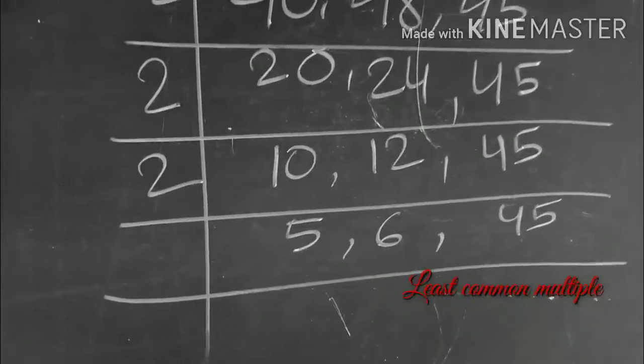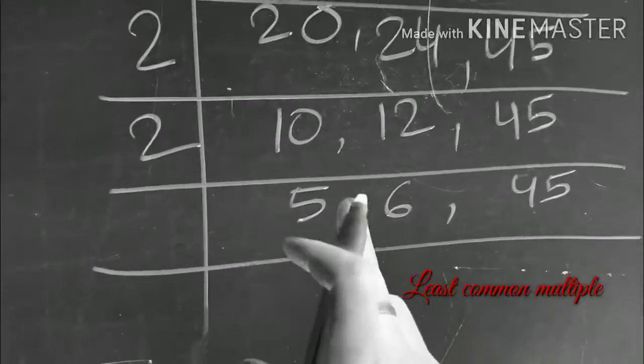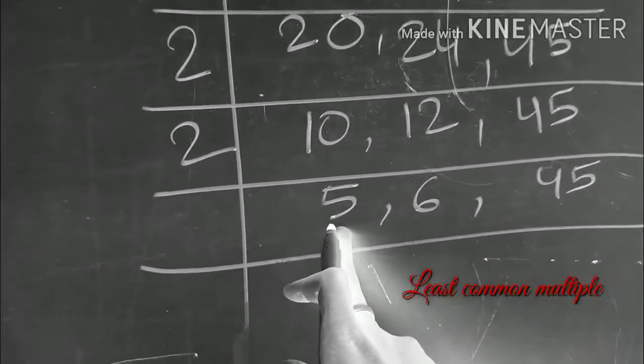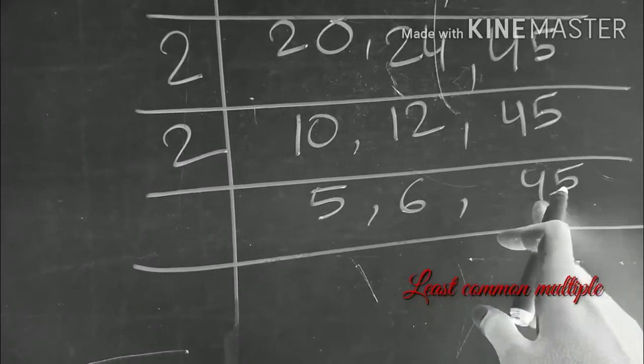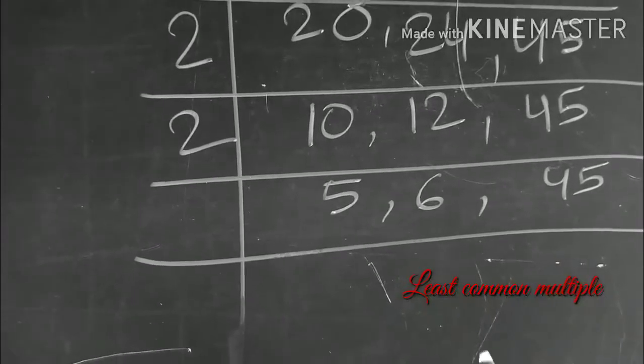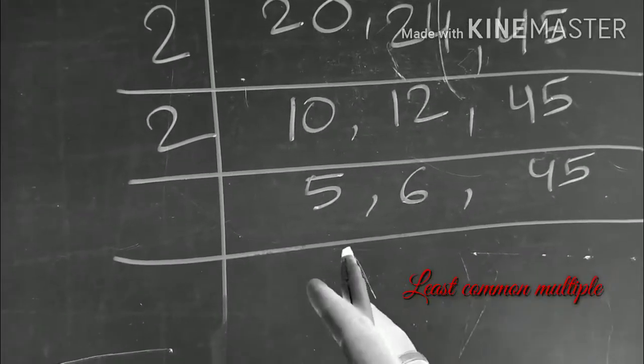Now look at here. We will divide by 2. 5 is not divisible by 2. 6 is divisible by 2, yes, 1 term. 45 is divisible by 2, no, only 1 term. So we will strike out the 2. Now we will move to the next term, third.